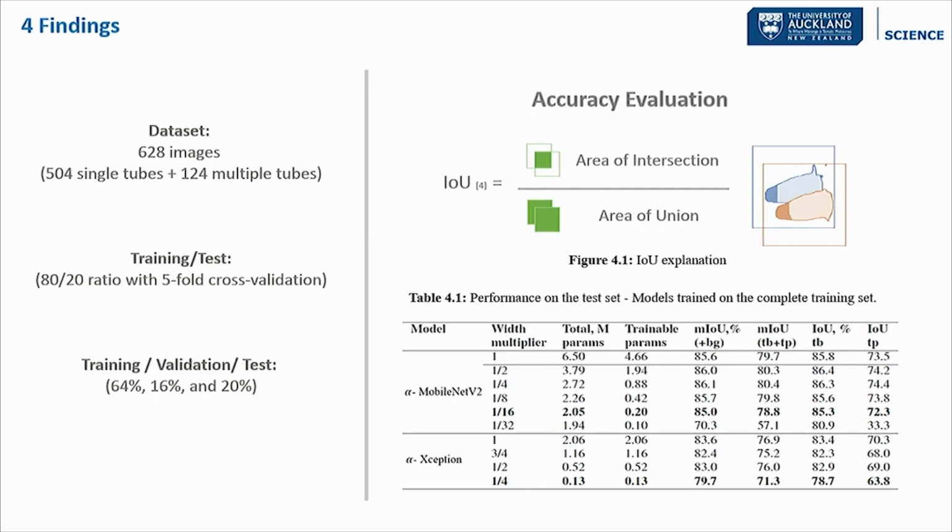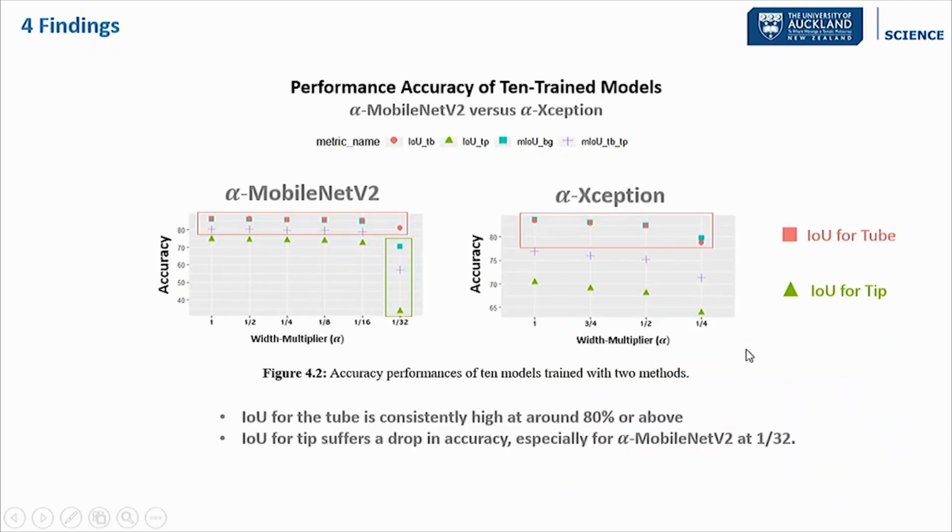It calculates the area of intersection between the ground truth image and the prediction image, divided by the area of union. And here we can see we use two individual IOUs for the tube region and the tip region, and also two mean IOUs that calculate the average value of IOUs of tube, tip and background, or the average value of IOU for only the tube and tip, which is the column here. To better understand the table, we visualize the results.